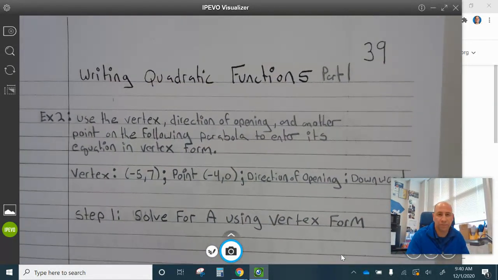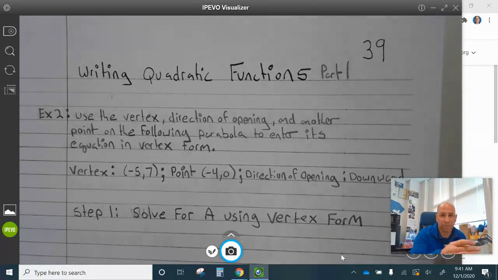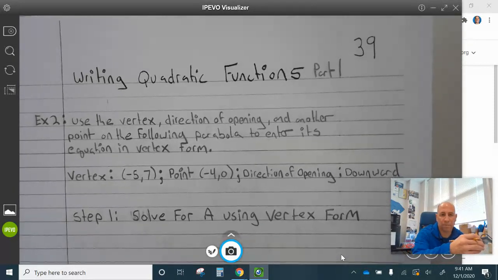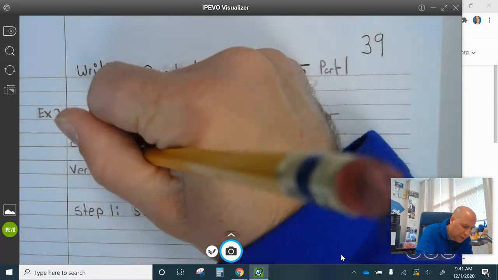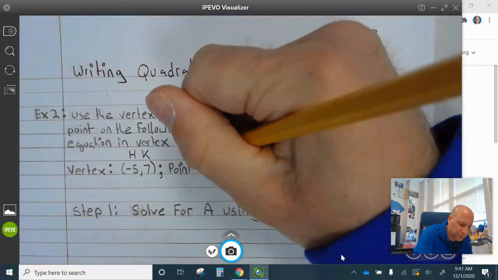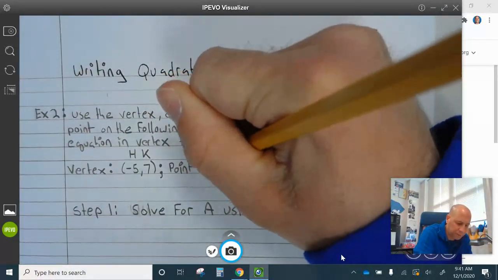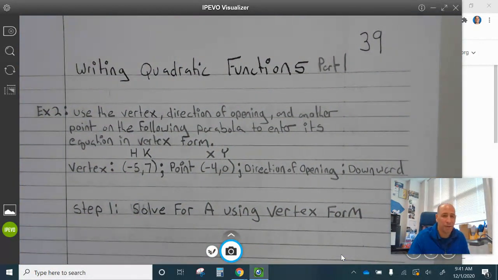All right, example 2. Journal page 39, Writing Quadratic Functions, Part 1. Okay, example 2, use the vertex, direction of opening, and another point on the following parabola to enter its equation in vertex form. So the vertex is negative 5, 7, which we know is h, k. The point, which we know is negative 4, 0, and that's x, y. And the direction of opening is downward. That means the a value should be negative, okay?